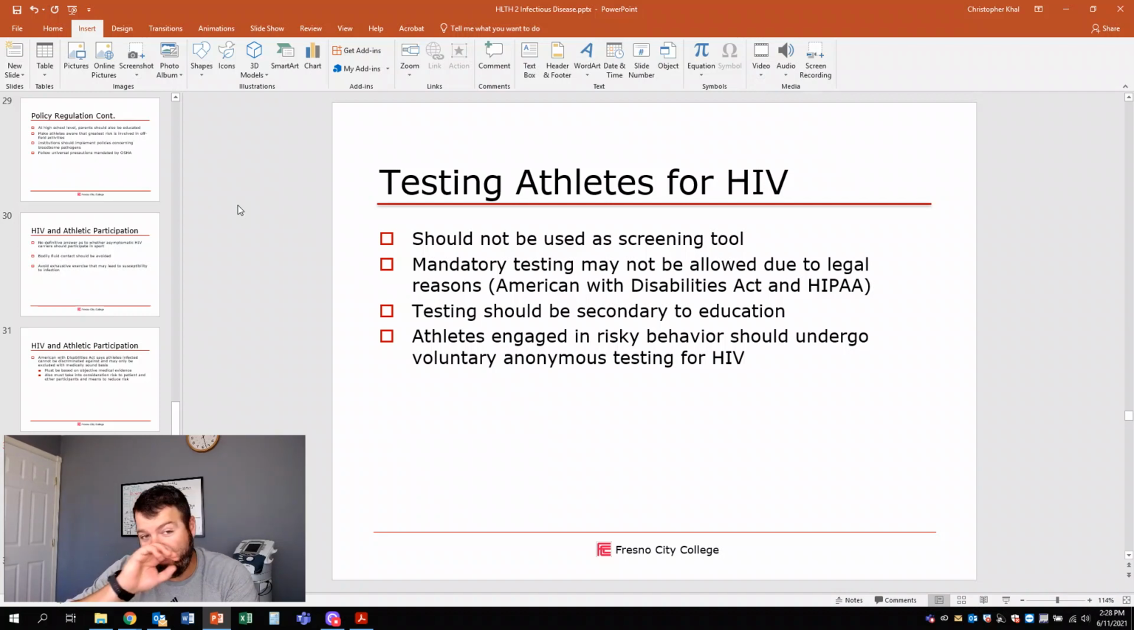Testing athletes for HIV, you cannot use this as a screening tool. That is highly illegal, and you'll be fired and lose your job, and probably be sued. Mandatory testing may not be allowed due to legal reasons. Obviously, testing should be secondary to education. Athletes engaged in risky behavior should undergo voluntary anonymous testing for HIV.